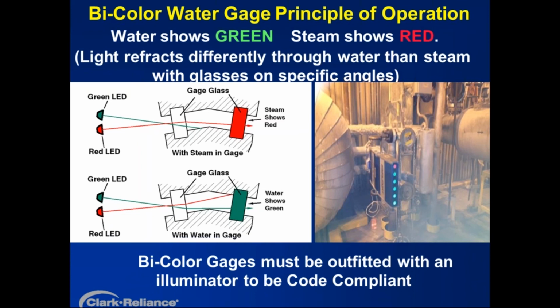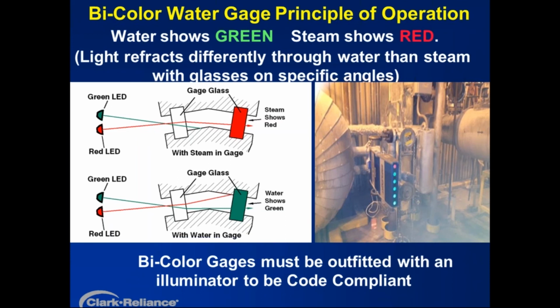As the water rises, with the strategic angle of those glasses, the red light is deflected out of the way and the green light is refracted into place where you see all green. This is not unique to our products. Everyone in the bicolor gauge glass business does this the same way.